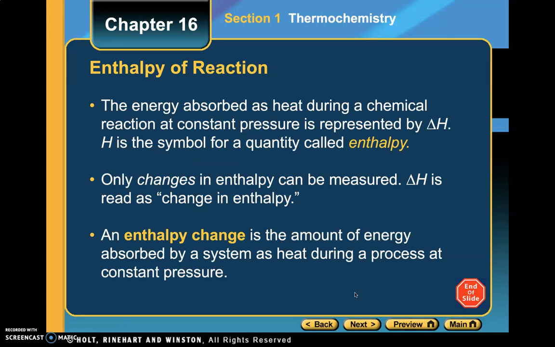Let's talk about enthalpy real quick. So enthalpy is going to be represented by delta H. Okay, H is the symbol for enthalpy, so delta H would be change in enthalpy. Only changes in enthalpy can be measured. And an enthalpy change, what are we actually talking about? We're talking about the amount of energy that is absorbed by a system as heat during some sort of process at a constant pressure. Okay, so how much heat is absorbed is our enthalpy change.